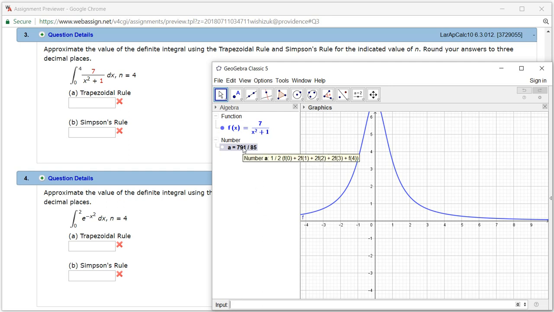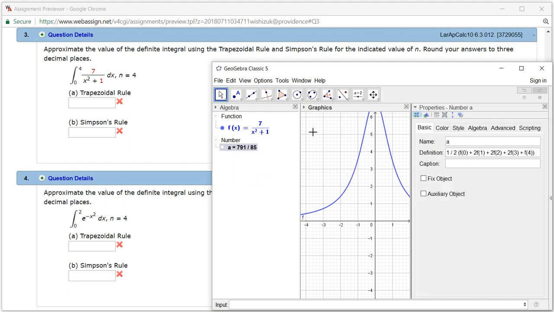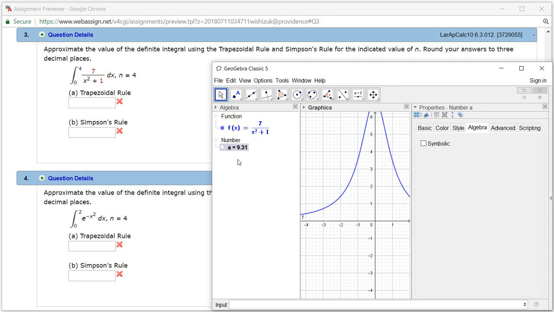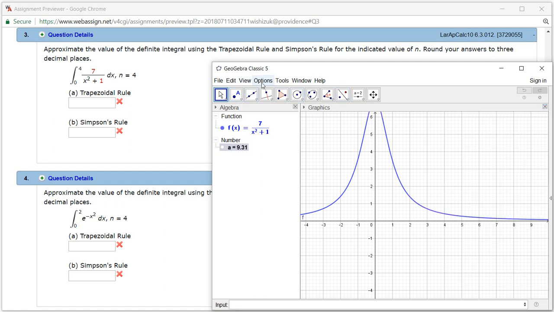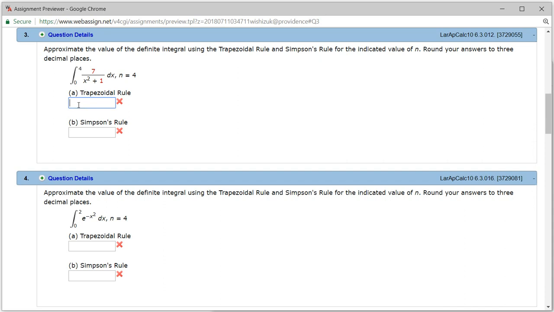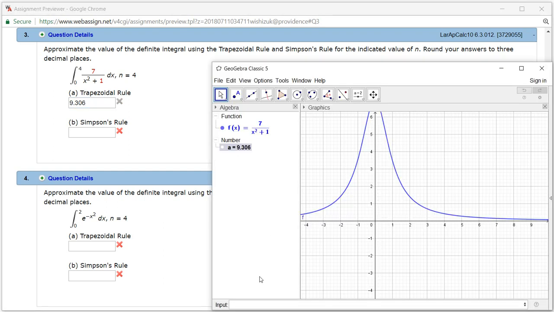We want 3 decimal places, so I'm going to right click on this and go to object properties, then go to algebra and uncheck symbolic, so that we can get the decimal representation there. Then we want the 3 decimal places, so we go to rounding and choose 3 decimal places. So we got 9.306.